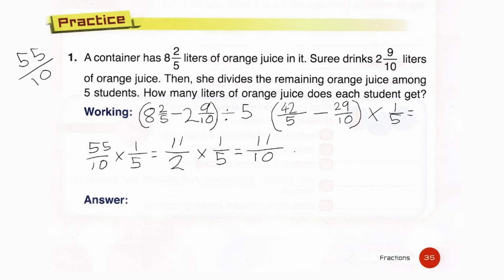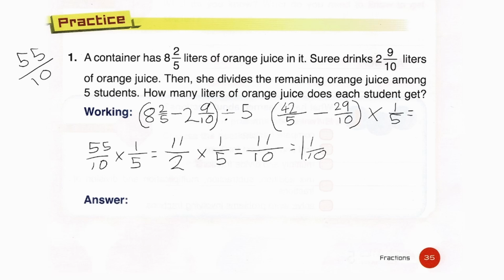But we still have not finished. We must now make this into a mixed fraction. So we must divide these two. So we have an answer of 1 and 1 over 10. So there is our final answer. 1 and 1 over 10.